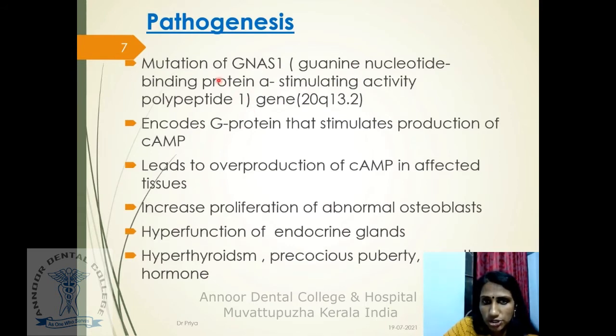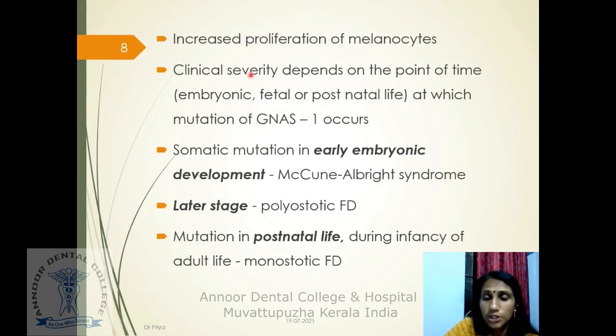So the pathogenesis is basically you will have mutation of the GNAS1 gene, which is localized to the 20th chromosome. Now this gene codes for a protein called G protein, which stimulates the production of cyclic AMP. So cAMP is increased. Now increase in cAMP will affect different tissues. So you will have abnormal proliferation of osteoblasts, increased function of the endocrine glands, so hyperfunction of the endocrine glands, increased function of thyroid gland, precocious puberty. So these are different changes which are going to happen. So everything is going to increase: osteoblast activity, endocrine activity, growth hormones, hyperthyroidism and precocious puberty. You will have increased proliferation of melanocytes.